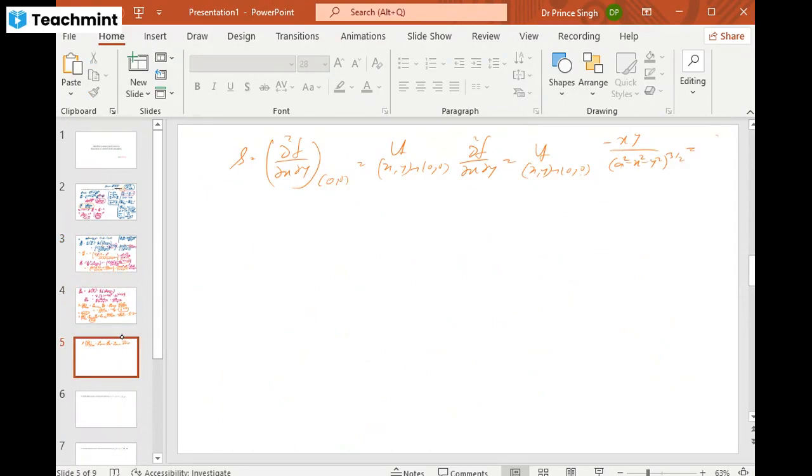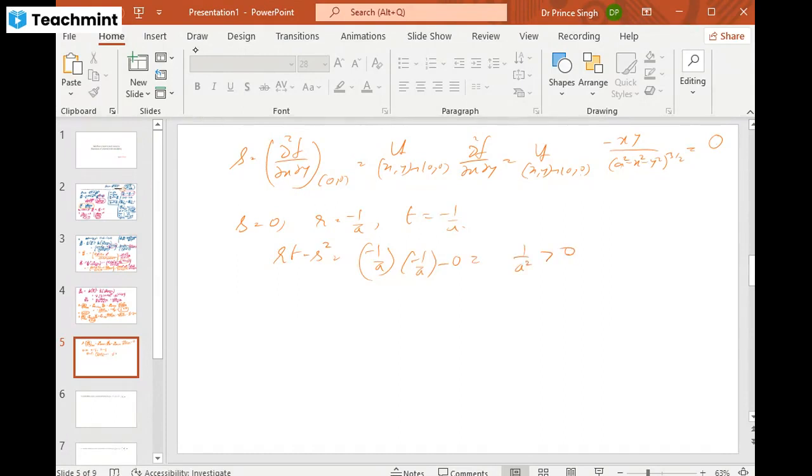So if I put x and y as 0, then its value is 0. So s is 0. So what do we get from here? s is 0, r is minus 1 upon a, t is minus 1 upon a. So what about rt minus s²? Minus 1 upon a times minus 1 upon a minus 0, which is 1 upon a².